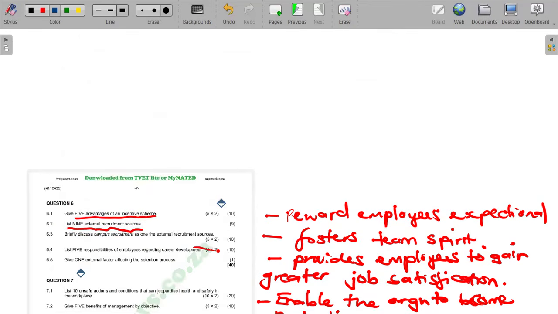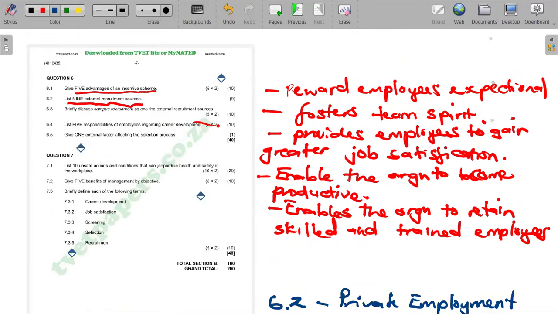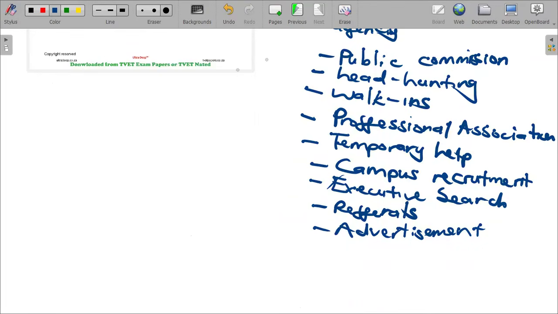Let's go to question 6.3. Briefly discuss campus recruitment as one of the external sources of recruitment. So we're going to discuss campus recruitment on 6.3.